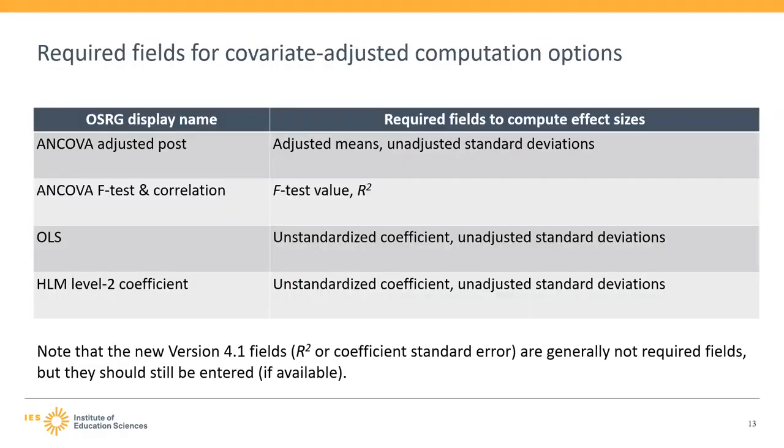And the second point we will end with in this section is noting the required fields for computing effect sizes. This table highlights the required fields for the covariate adjustment options we have been focusing on today. Notably, the new version 4.1 fields, such as the coefficient standard error, are generally not required to compute effect sizes, but reviewers should enter them in anyway to help improve the standard error calculations that the OSRG will apply.